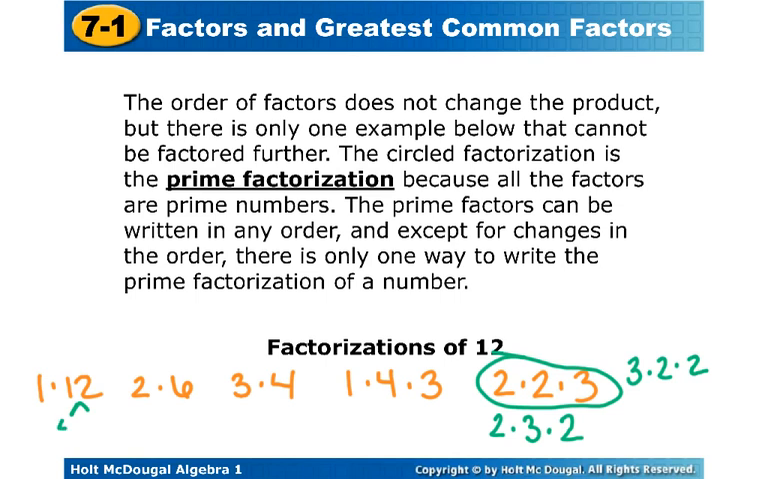Like 12, I can go to 4 and 3. But I can also go 4 to 2 and 2. 6, I can break down further to 2 and 3. 4, I can break down further to 2 and 2. And the same with this 4, I can break down further. Okay? So they're all able to be broken down further, whereas 2 times 3 times 2, none of them can be broken down further.